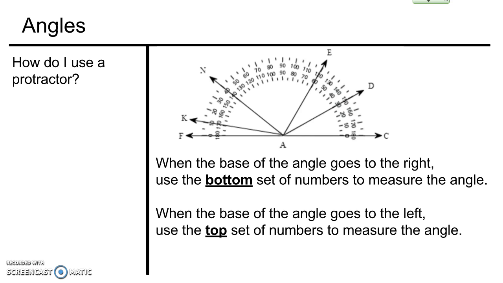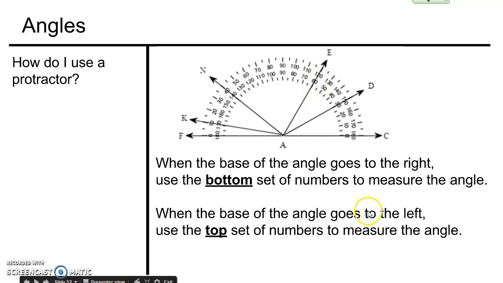You may have a question like this on SC Ready, where they have given you an angle or a bunch of angles with a protractor on top, and you have to use it to measure the angle. So remember these two little tricks. When the base of the angle goes to the right, so it's like right here, going from that middle point to the right, we use the bottom set of numbers to measure the angle. So if we were measuring angle EAC, since the base goes to the right, I would use the bottom set of numbers, and it would be a 60-degree angle. Okay, right there, 60 degrees.